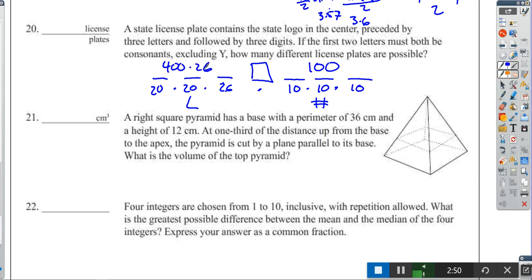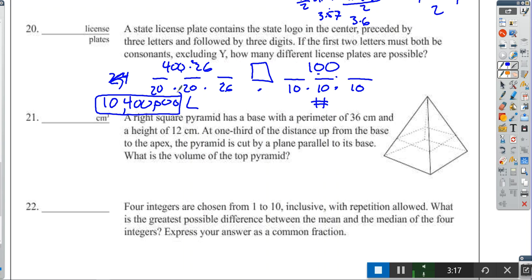So 4 times 6 is 24. Carry the 2. 8 plus 2 is 10. Plus these two zeros. So this multiplied together is 10,400 times another 100. And then we get 10,400,000.